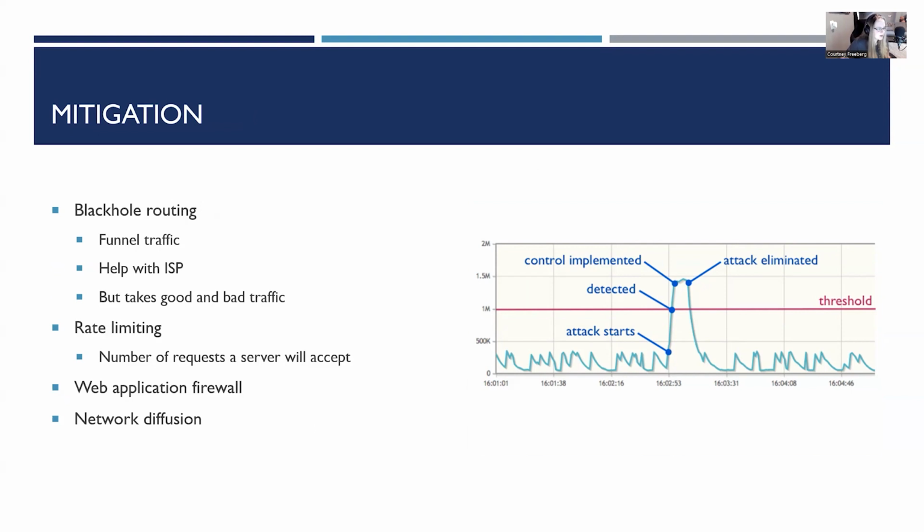So one thing we should be talking about is mitigation and how can we fight against these attacks? There is something known as black hole routing. It's where you funnel the traffic with the help of the ISP. But the problem with this is it will take good and bad traffic. So it's kind of doing what the attacker wanted, where they wanted to crash the system, and if you're taking the good traffic and putting it into this black hole routing, it's not getting there anyways. So another one is rate limiting, which is the number of requests a server will accept. There's the web application firewall and network diffusion.